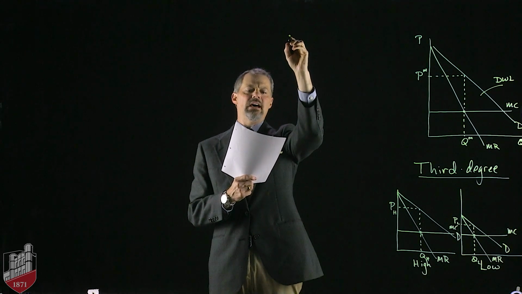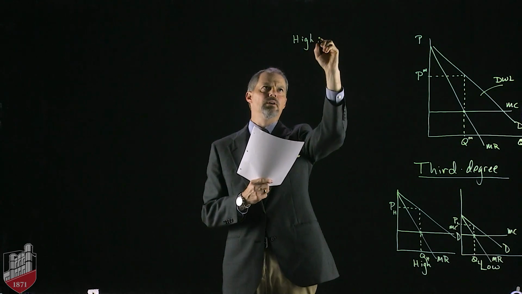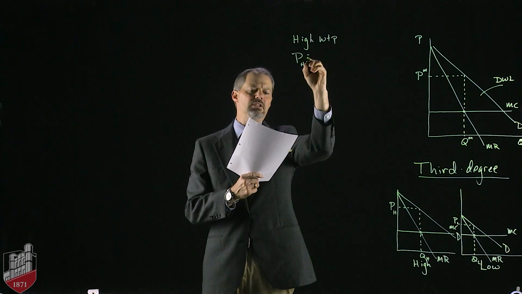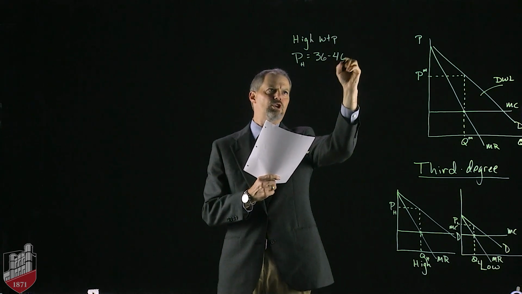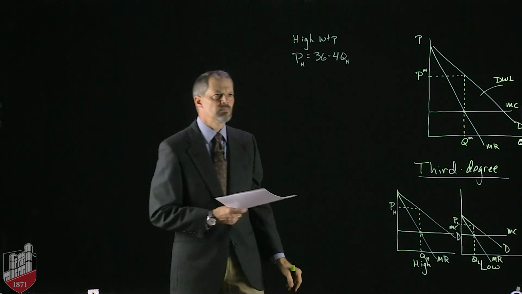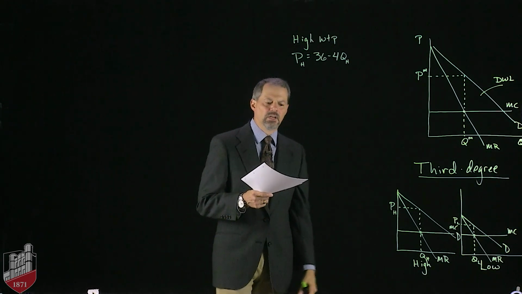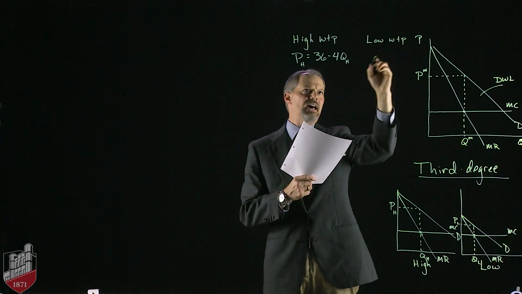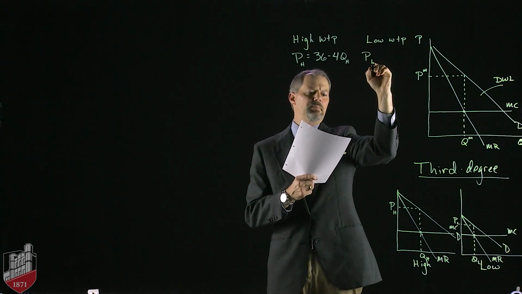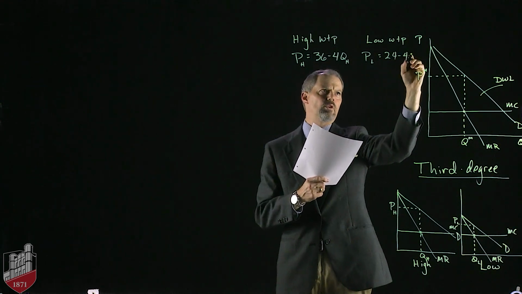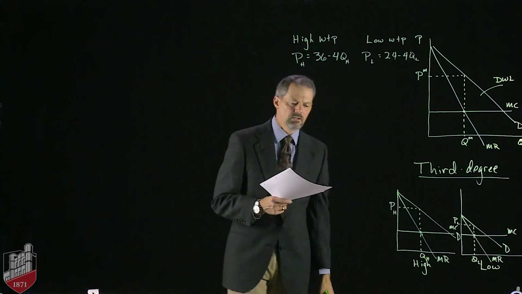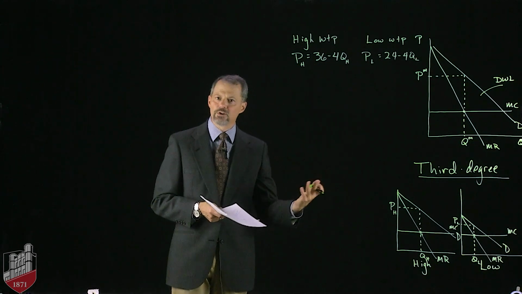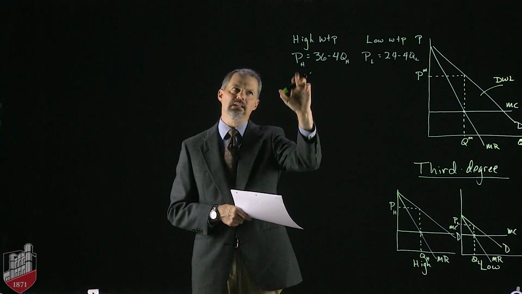Let's suppose we have demand for the high willingness to pay group, and that demand curve looks like this. I'm going to say PH equals 36 minus 4QH. Nice linear demand curve. Let's have our low willingness to pay, and let's suppose that demand curve looks like this: PL equals 24 minus 4QL. So we've got two demand curves. Those are inverse demand curves because they are solved for P.